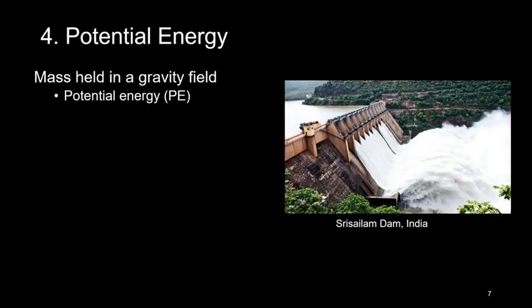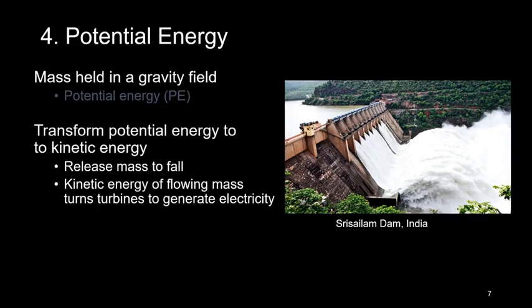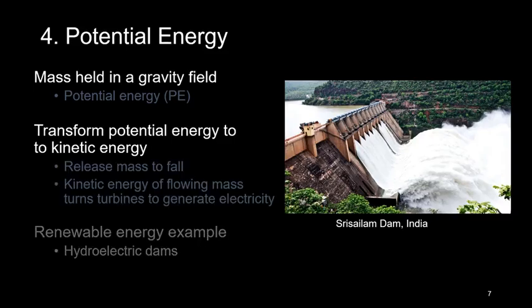Potential energy can take many forms. One example is mass held at a height. When the mass is released and allowed to fall, potential energy is transformed to kinetic energy. The kinetic energy of the flowing mass can be used to turn turbines and then generate renewable electricity. A widely used example of this phenomenon are hydroelectric dams, such as this dam in India shown to the right.